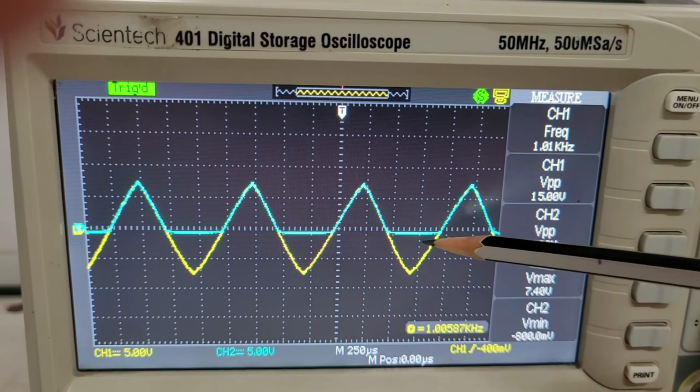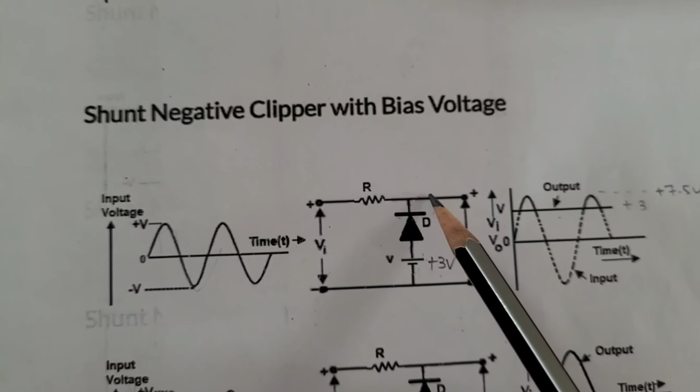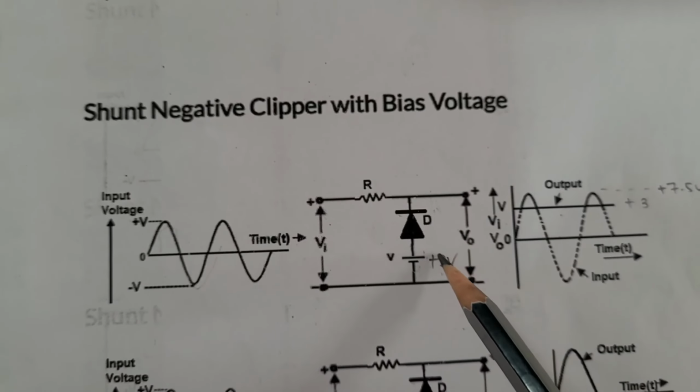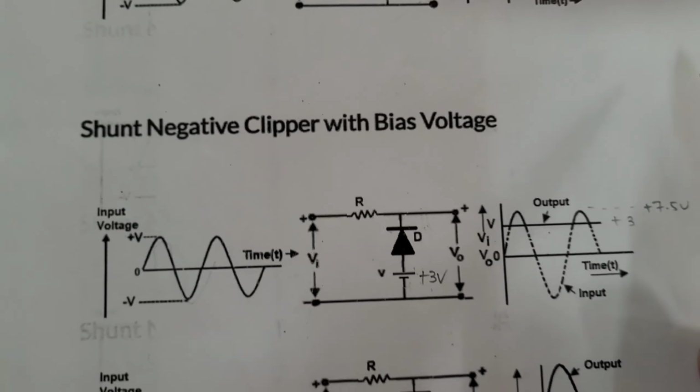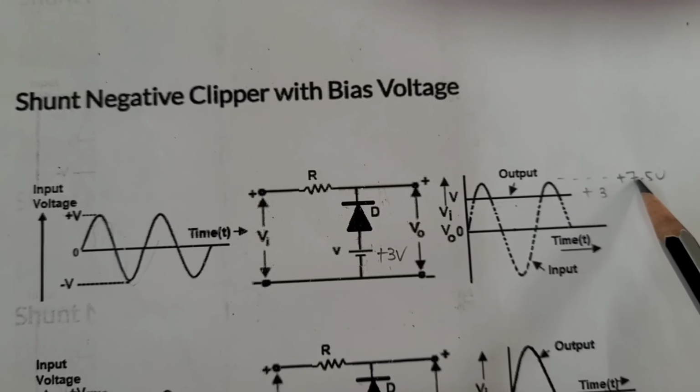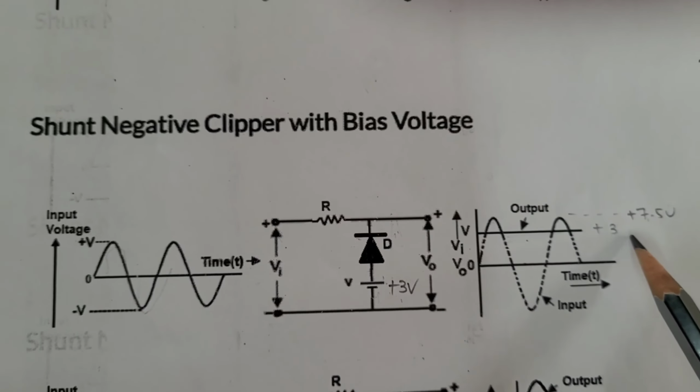During the positive half cycle of the AC, diode is reverse biased, hence a closed path will be available here. So the whole input waveform will be appearing up to plus 3 volt. During the negative half cycle of the AC input, diode is in forward bias, a short circuit is established, hence the output will have plus 3 volt. So V maximum of the output waveform will be 7.5 volt and V minimum will be plus 3 volt.